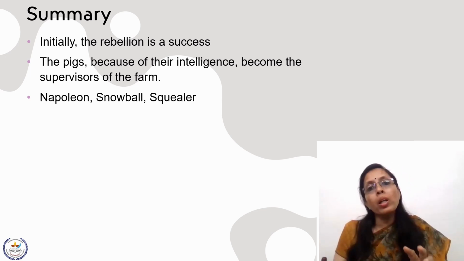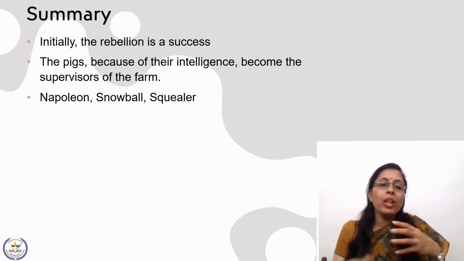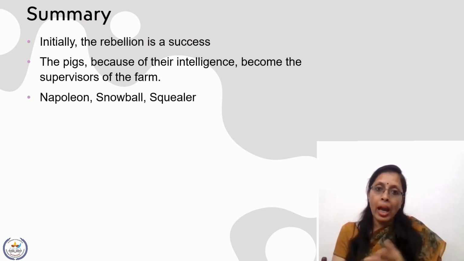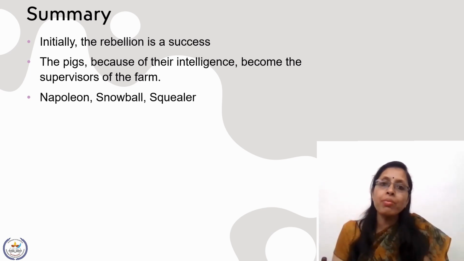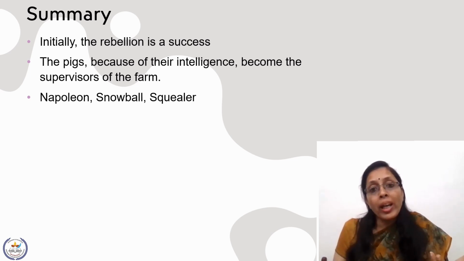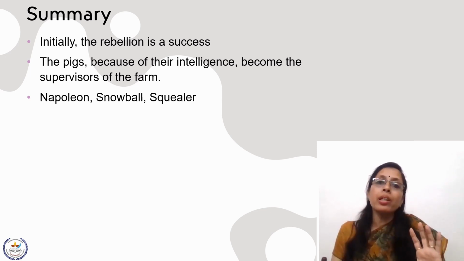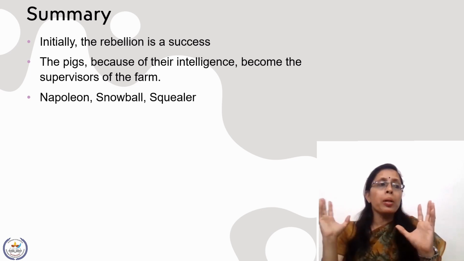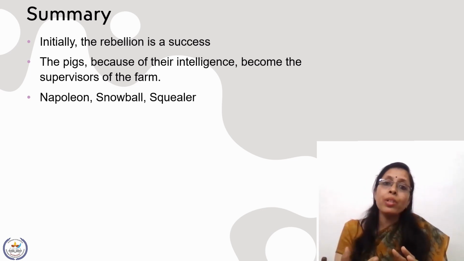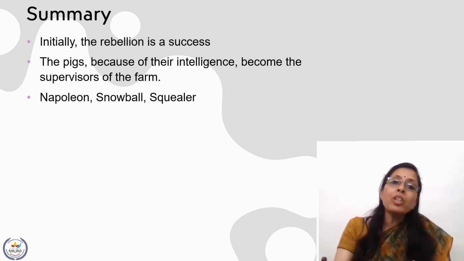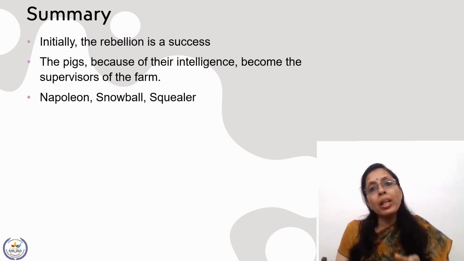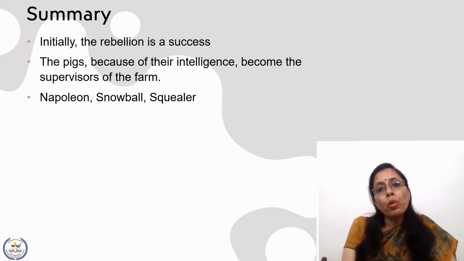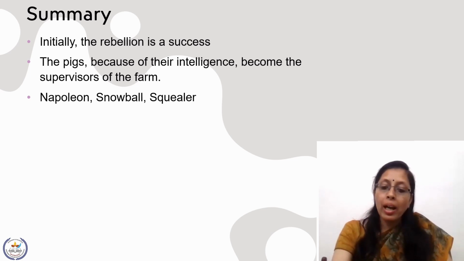And Snowball has very original ideas for the welfare of his animals. He is always thinking about different ways to improve the quality of life of animals on the farm. Napoleon is a bit reserved, and he looks around, he notices everything, he observes everything, but he does not do much about the welfare of the animals. And Squealer is with Napoleon. So Squealer is the propagandist. Whatever Napoleon says, Squealer has to justify that.